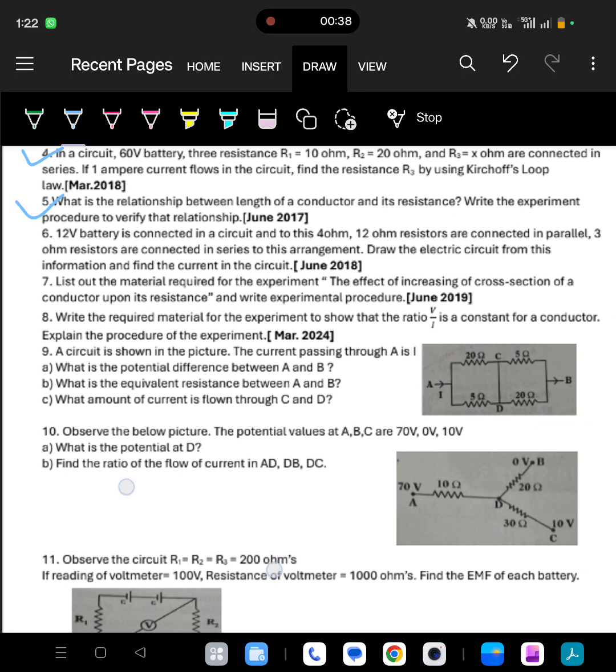The question is given: a 12 volts battery is connected in a circuit, and to this, 4 ohm and 12 ohm resistors are connected in parallel. A 3 ohm resistor is connected in series. To this arrangement, draw the electric circuit from this information and find the current in the circuit.